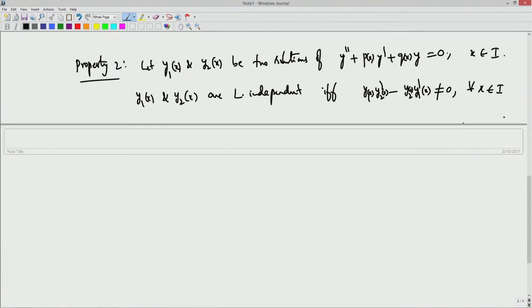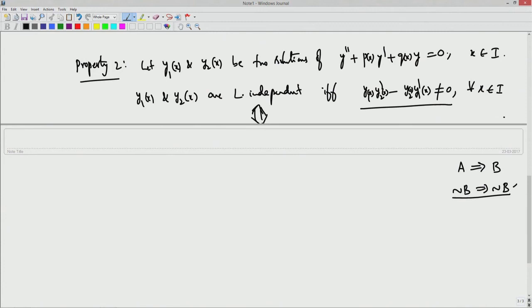So if you are given two solutions which you don't know how to find, you can still say whether they are linearly independent or not. They are linearly independent if you can check this condition. This is equivalent to, you can equivalently put it in this way. If you know the logic, A implies B, the contrapositive is not B implies not A. So you can put it in that form.